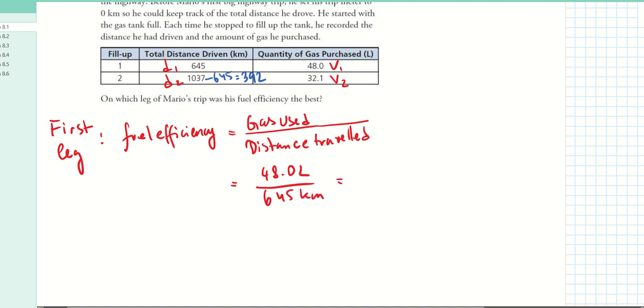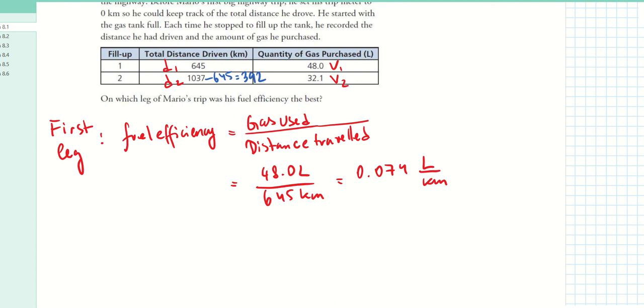Now, if you do the math here, this ends up being 0.074 liters per kilometer. Now, it's really important to keep the units with this because that kind of tells you what you need to do later on in the question. So I do keep the units in this calculation here. Now let's do the second leg.